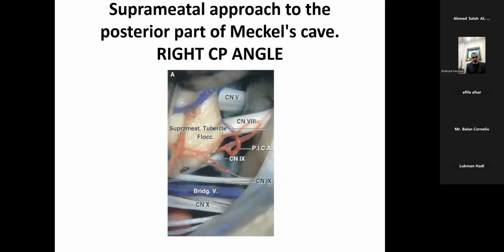So this is the suprameatal approach to the posterior part of the Meckel's cave, like we were saying, and this is the right-sided CP angle, as we can appreciate. The suprameatal tubercle is lying here, just above the internal acoustic meatus, and this is the cranial nerve 5. This is cranial nerve 8, which is entering the internal acoustic meatus. This is the labyrinthine artery, which is traversing on its surface. Once we drill this particular portion, our exposure for both the nerves becomes much clearer.